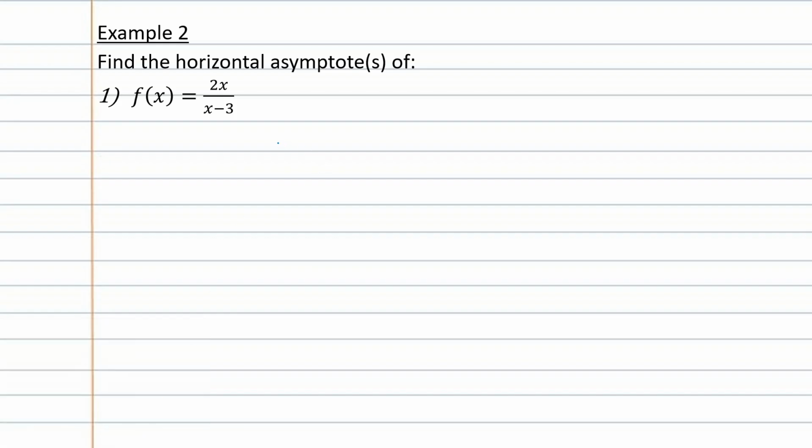It says, let's find the horizontal asymptote of f of x equals 2x over x minus 3. If I look at this, the variable x in the numerator and the denominator have the same degree. Technically, the degree is 1 on both of them. What this means is we have a horizontal asymptote at y equals the number in front of the x in the numerator over the number in front of the x in the denominator. In this case, y equals 2 over 1, which means we have a horizontal asymptote at y equals 2.